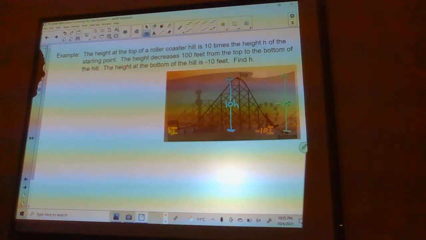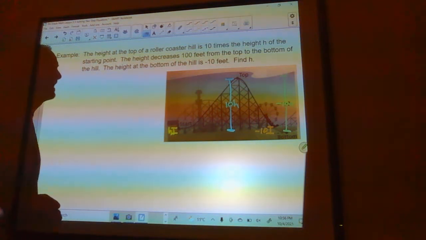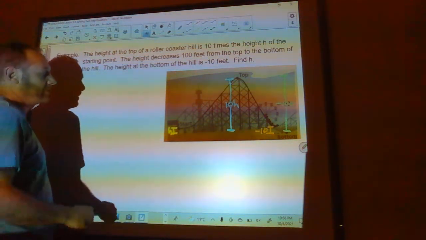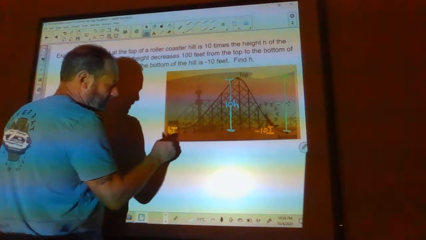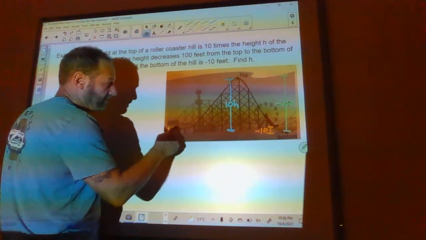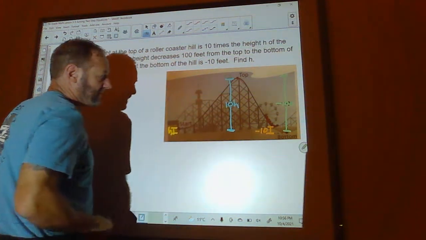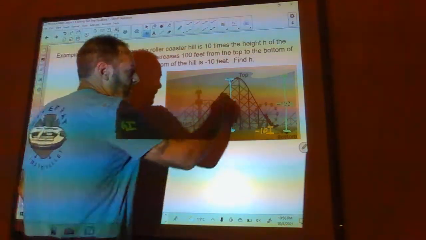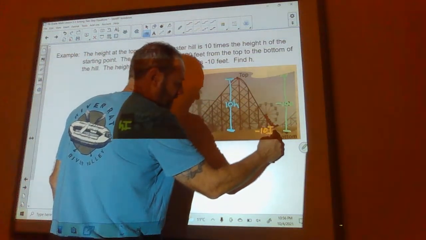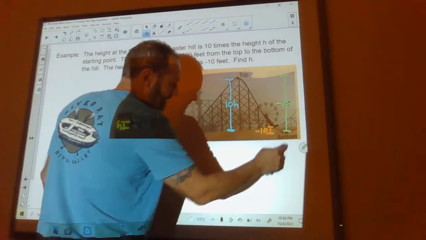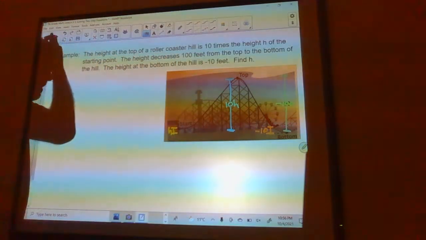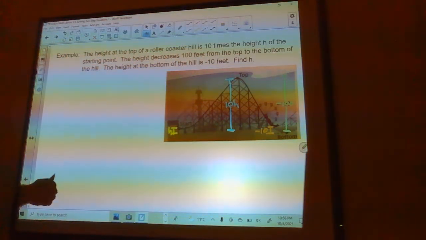It says the height at the top of the roller coaster hill is 10 times the height h of the starting point. So you're going to start right here. That's a height of who knows how many feet. You're going to go up to 10 times that height off the ground. Then you're going to drop down 100 feet, and you're going to end up at the bottom at negative 10 feet. So we're going to find h.